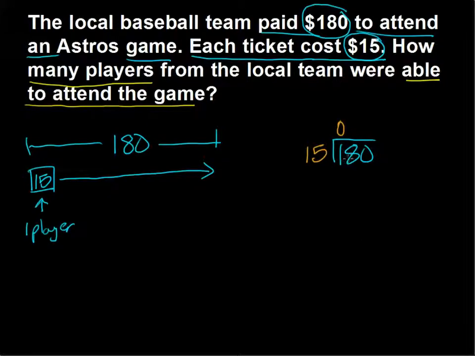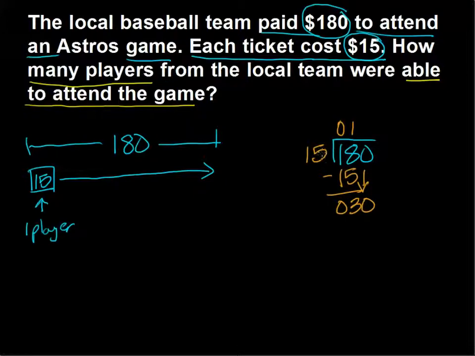Now, how many times does 15 fit inside the 18? We know that 1 time is 15, 2 times is 30. That's too much, so we're going to go with 1 time. So 15 times 1 is 15. We subtract. 8 minus 5 is 3. 1 minus 1 is 0. And now we drop the 0 and we get a 30.